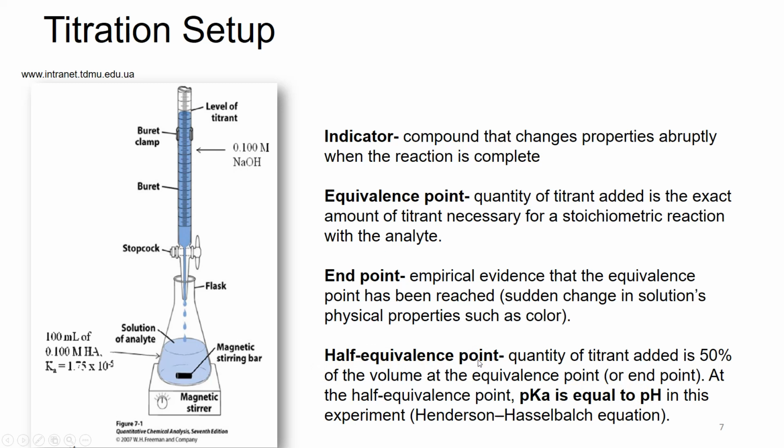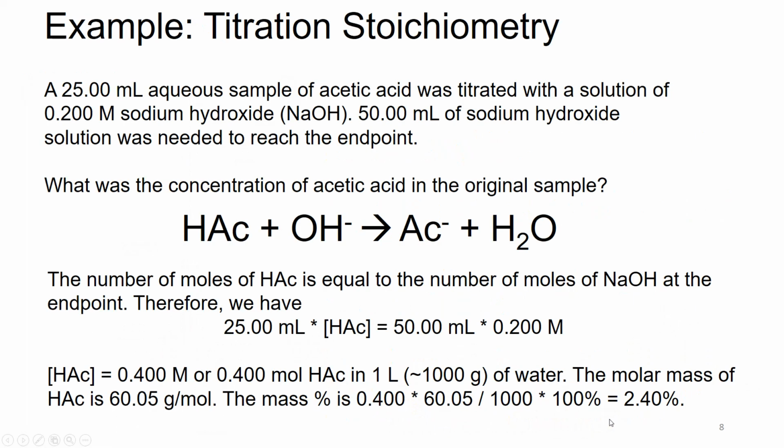And in this experiment, it's very important because at the half equivalence point, pKa is equal to pH. So you just look for pH, and then you get pKa. Once you have pKa, you get Ka. Well, Ka is just 10 to the power of negative pKa. This is from the Henderson equation.